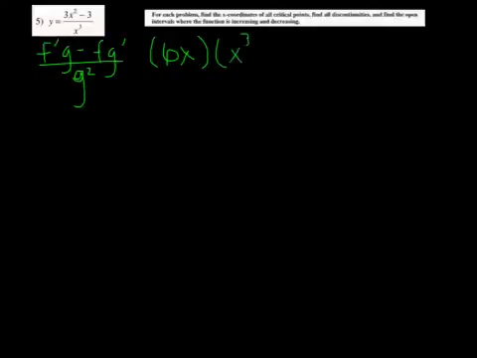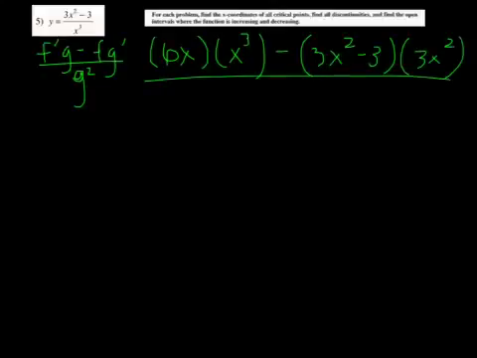Okay, so for number 5, you want to find the x-coordinates of all critical points. So the first thing you have to do is take the derivative. This would be the quotient rule, which is f prime times g minus f times g prime, all over g squared. So that would be the derivative of f of x, which is 6x, and then leave g alone, which is x to the third, minus 3x squared minus 3 times 3x squared, all over x to the third squared.